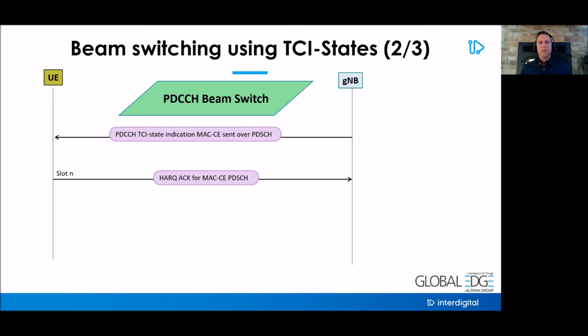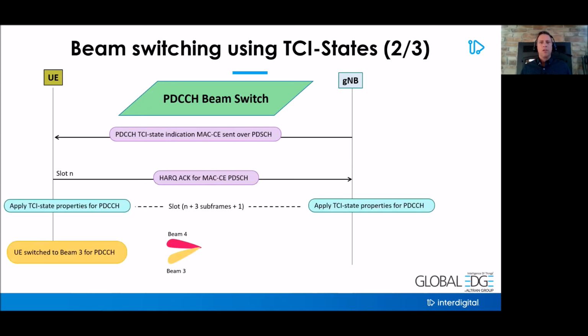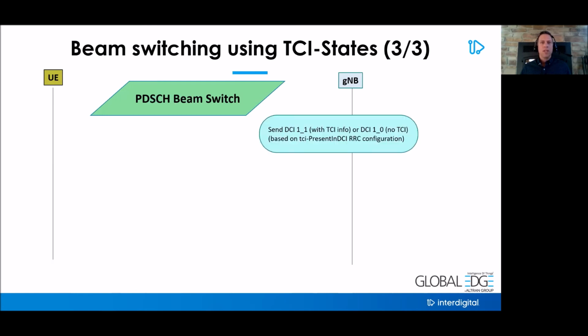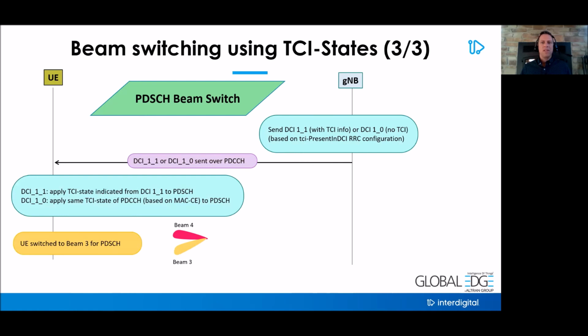The UE acknowledges the reception of the MAC PDU, and the new PDCCH beam will be selected according to the requested TCI state by both the UE and the gNodeB 3 subframes plus 1 slot later. Using the newly selected beam for the PDCCH channel, the gNodeB either sends a DCI 1_1 with TCI info or a DCI 1_0 with no TCI. This depends on the information element TCI present in DCI. The UE will switch to the PDSCH beam based on either the TCI state in DCI 1_1 or reuse the one previously sent in the MAC CE, and the beam switching is completed.